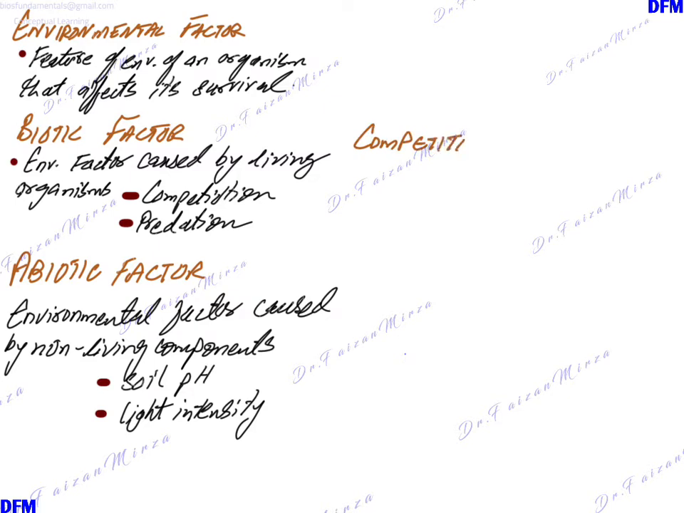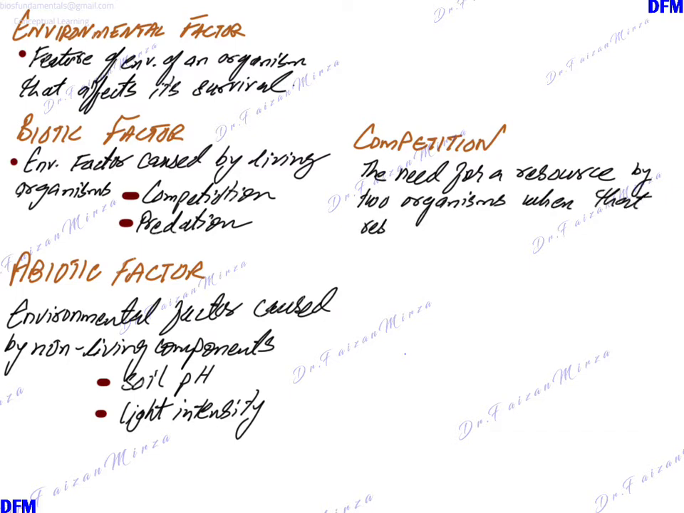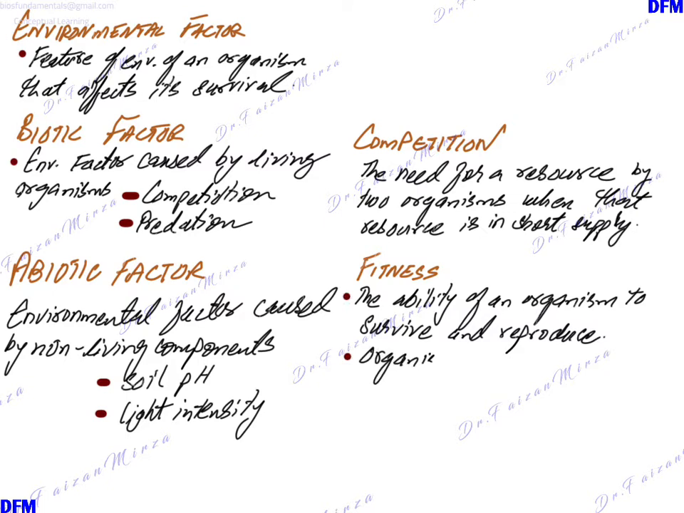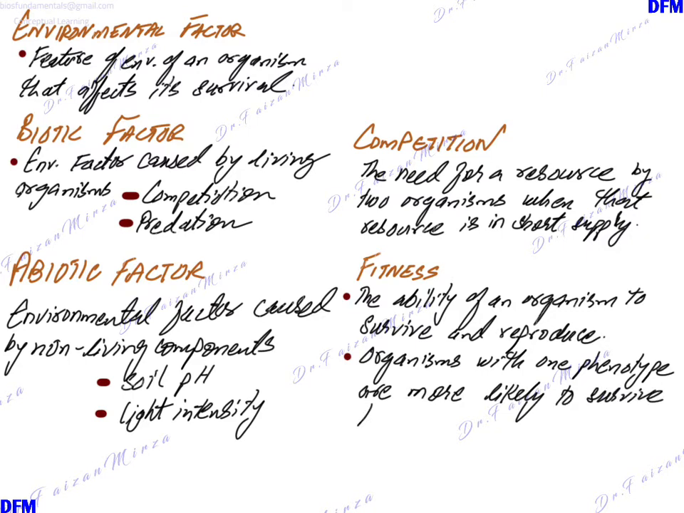The idea of competition is that there is a need for a resource by two organisms, and the resource is in limited quantity or in short supply. Then there will be competition between them. Fitness is the ability of an organism to survive and reproduce. Because when the organism reproduces, it passes its alleles to the next generation, and organisms with one phenotype are more likely to survive than those with a different phenotype.